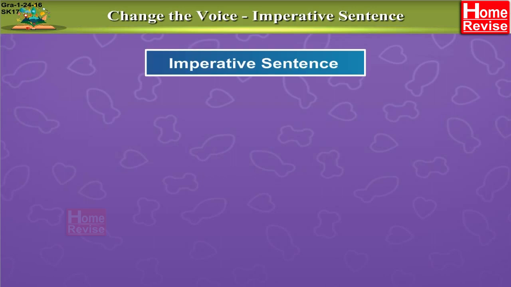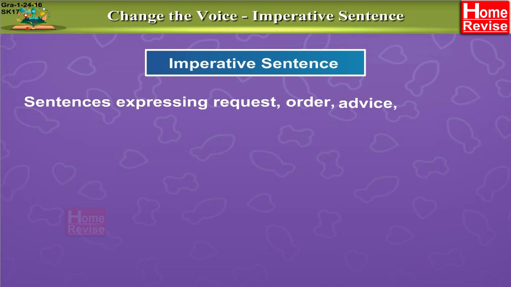Imperative sentences. Today, we are going to learn how to convert active voice of imperative sentences into passive voice. To begin with, we need to understand what imperative sentences are. These are the sentences expressing request, order, advice, command, warning, etc. These sentences usually do not have a subject. The subject is understood.